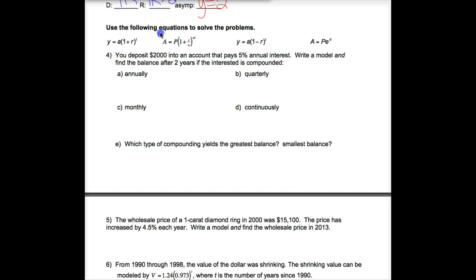So you should know that this is compound interest. This is exponential growth. This is exponential decay.